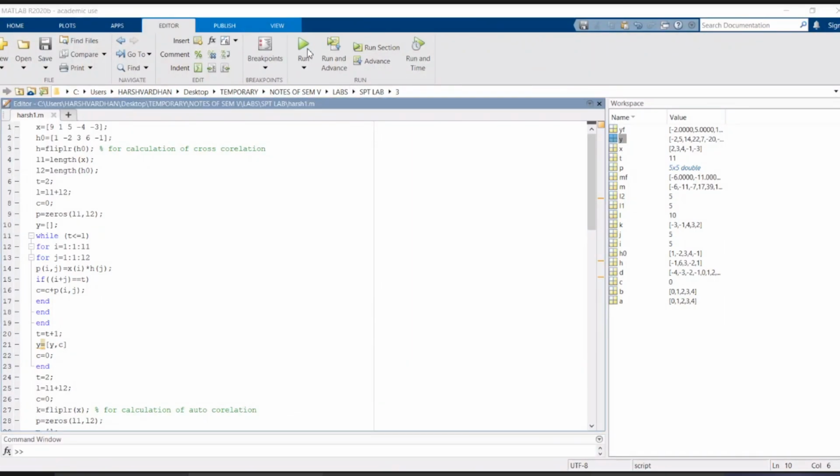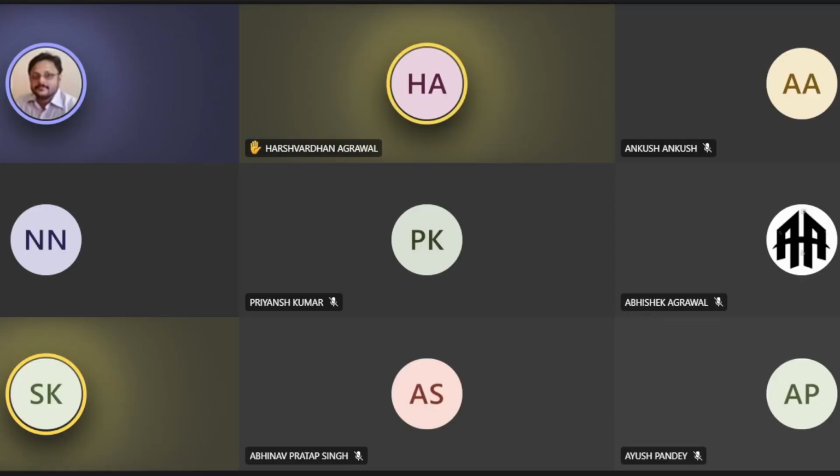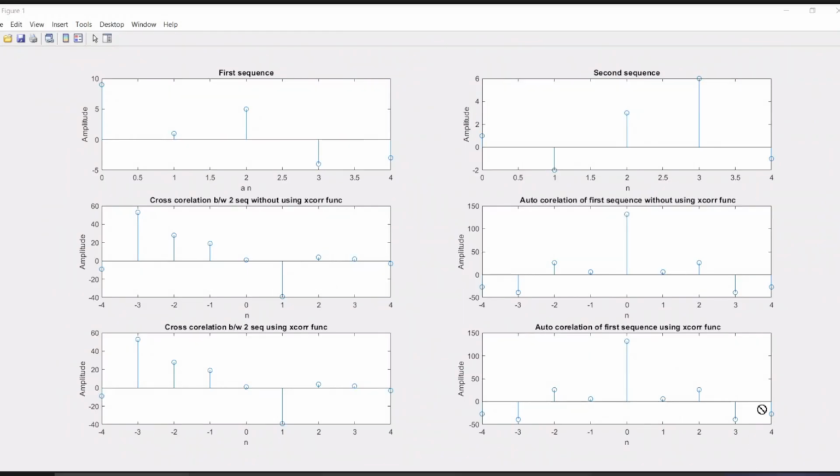Sir, is it visible, sir? No, you changed it to show the command line part and share, sir. Sir, now it's visible. No. Now it is coming.